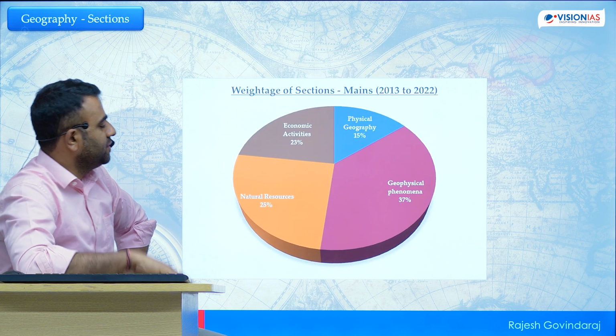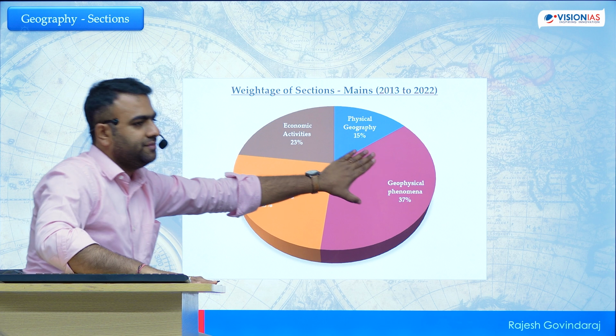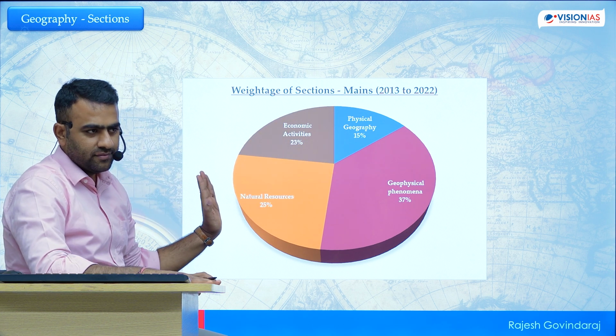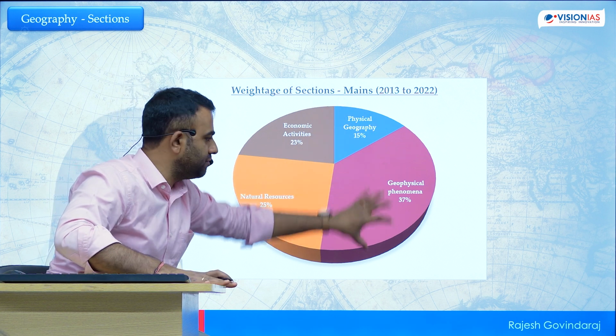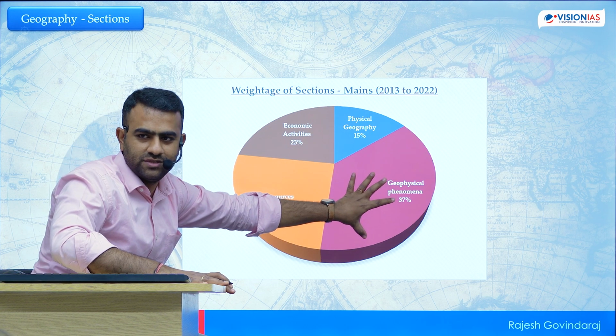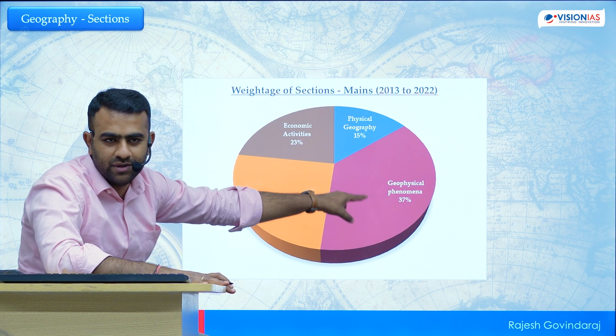This is mains. Nearly 50% is physical geography, 50% is economic geography. In that, resources, economic activities. But in this physical geography, you can see the maximum component is geophysical phenomena. The last topic I showed, that is covering the maximum part.